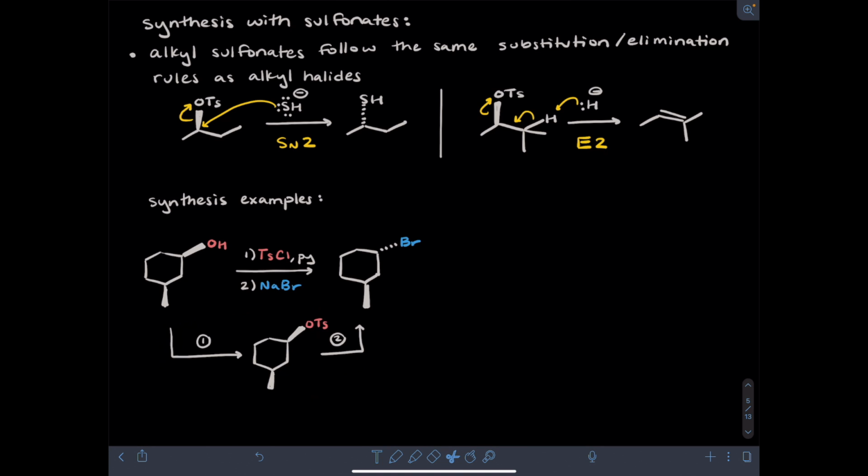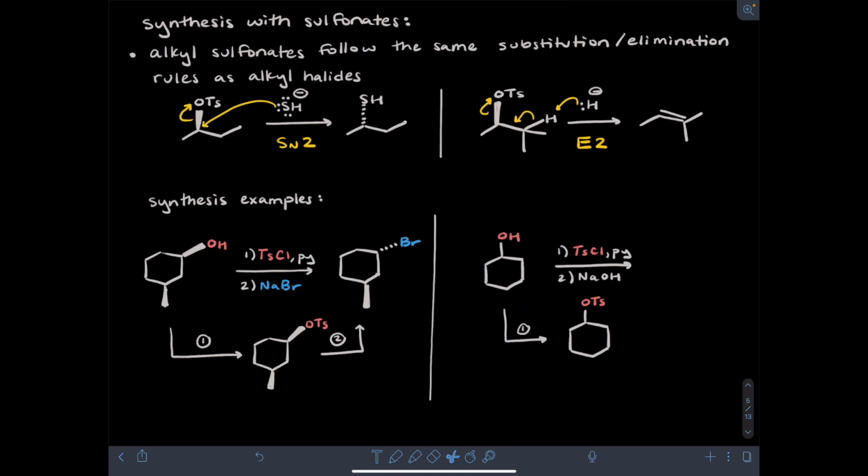Upon treatment of this alkyl sulfonate with NaBr, I have a substitution reaction involving the bromide nucleophile to displace the OTs group and replace it with a bromine. Alcohols can also be converted into alkyl sulfonates prior to elimination reactions. In the first step of this reaction, treatment of this alcohol with TsCl in the presence of pyridine converts the alcohol group into an alkyl sulfonate.